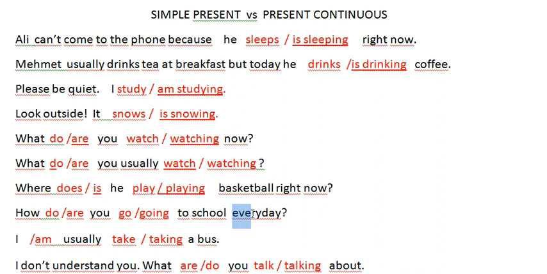But here the verb is every day. So we're talking about habits, daily activities. When we talk about daily activities, habits, we use simple present tense. So we say, how do you go to school every day? And you can answer like, I usually take a bus, or I usually drive.